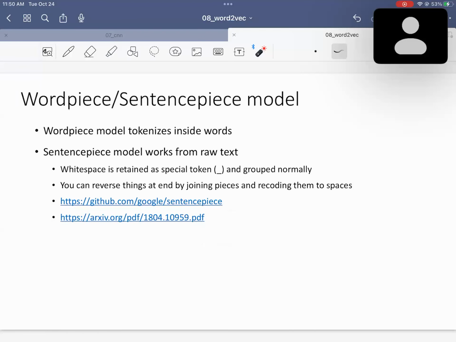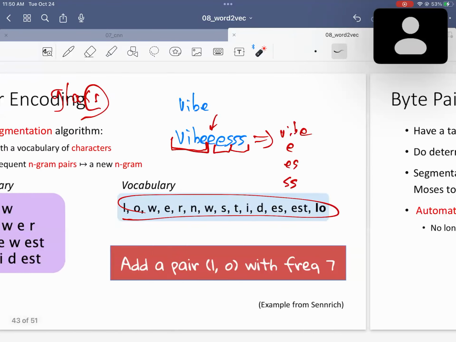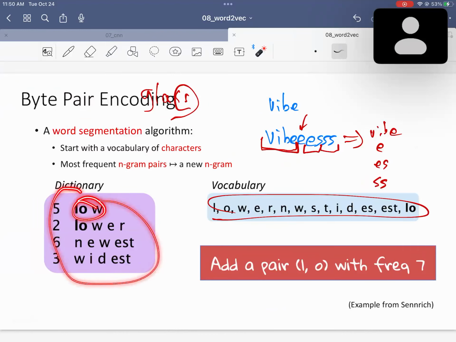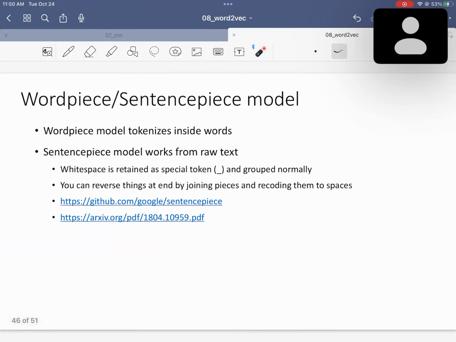SentencePiece actually embraces white space as another token, so that it doesn't even care about the white spaces. Because in byte pair encoding we at least had to break down all the text into words and then count the word frequency. But in SentencePiece, even a white space becomes a token. So now you just don't care about the structure of the sentence, like whether there's a white space or not.